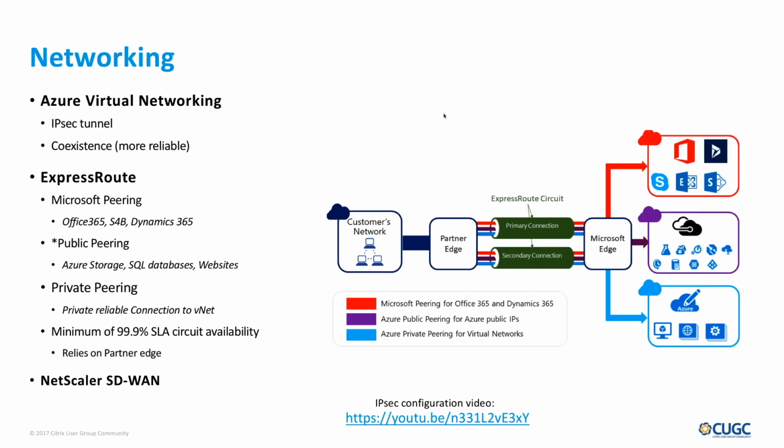And now comes the most simple way, and that's the private peering. With the private peering, you can actually do the same as the IPsec tunnel. You can connect your on-premise networks to the Azure VNet network, but then on a reliable connection with an SLA of 99.9 uptime.